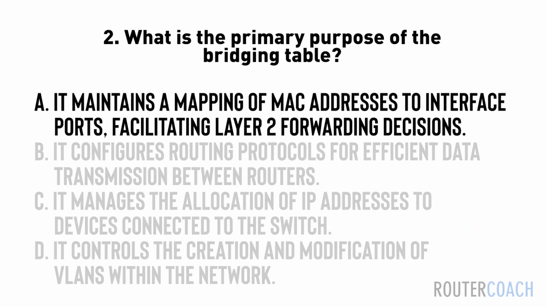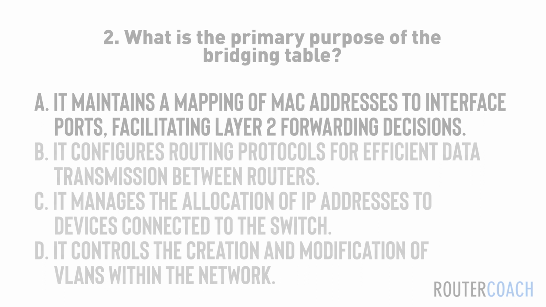The answer is A. The bridging table, also known as the MAC address table, is used to store the association between MAC addresses and the interface ports on a switch. This mapping enables the switch to make informed decisions about where to forward frames based on their destination MAC addresses.